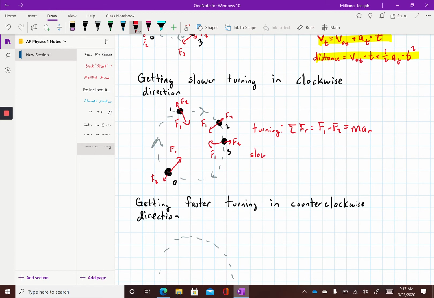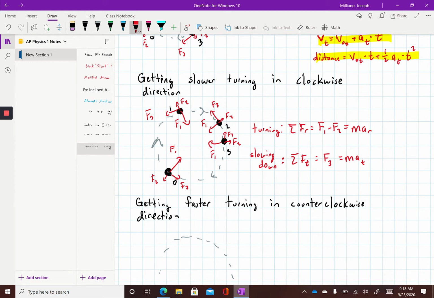For slowing down, we're going to sum up the forces in the tangential direction, which is tangent to the circle. And if we're moving clockwise but slowing down, that means the net force must actually be in the other direction. So here, the net force must oppose the velocity, which is the opposite of what it was in the previous example. F3 equals m times the tangential component of the acceleration, tangent to the circle and opposite the direction of the velocity.